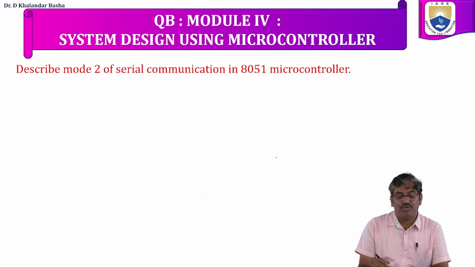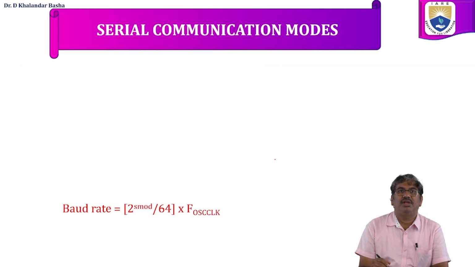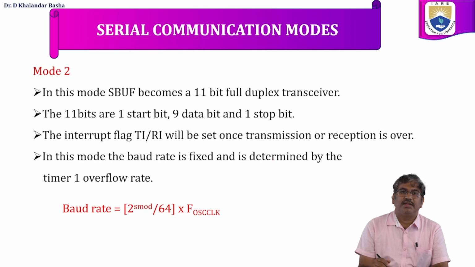Next, we will describe mode 2 for serial communication in the 8051 microcontroller. Serial communication in mode 2 is an 11-bit full duplex transceiver. Out of these 11 bits, one is the start bit, 9 are data bits, and one is the stop bit. The interrupt flag TI or RI will be set once transmission or reception is over. In this mode, the baud rate is fixed and is determined by the overflow of timer 1. The baud rate is given as 2 to the power of SMOD divided by 64 into the oscillator frequency.